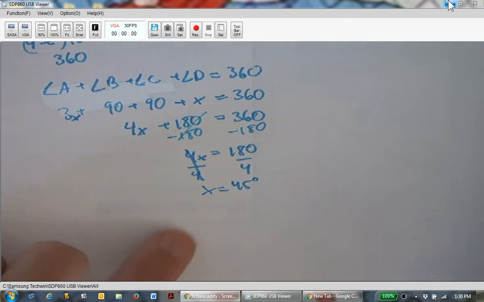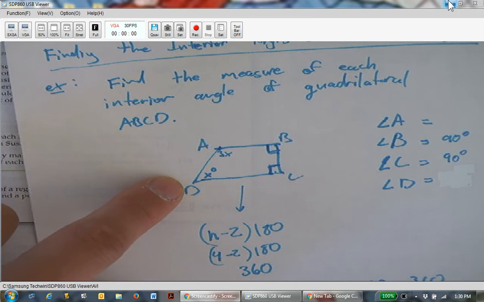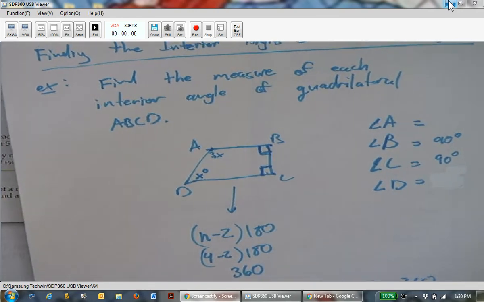It's not quite finished yet. It just tells us what x is. X is going to help us find out what D and A are. So if D is equal to 1x, then how many degrees is D now that we know what x is?